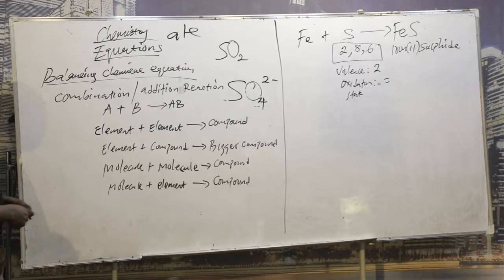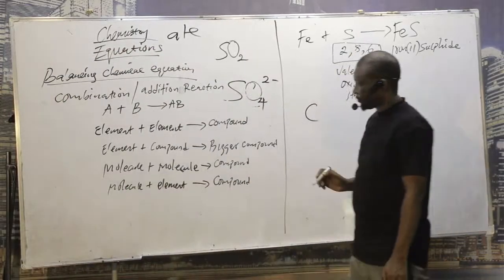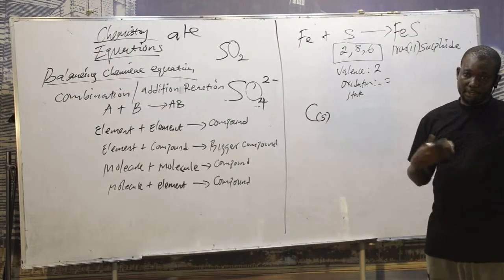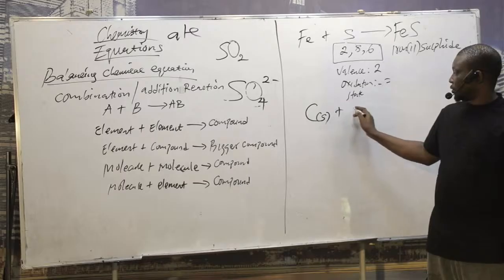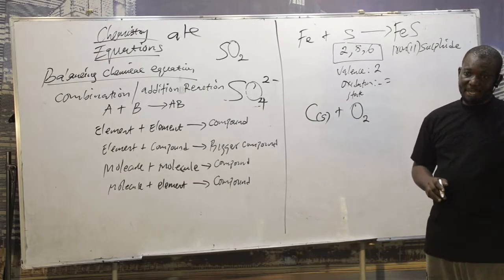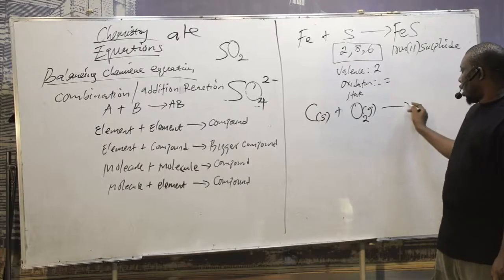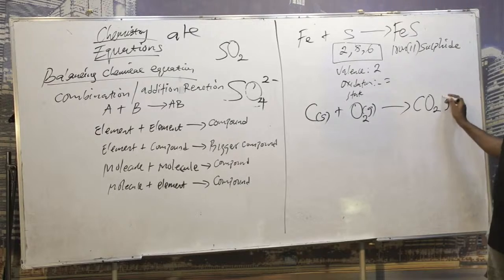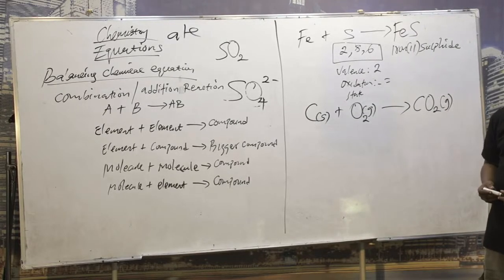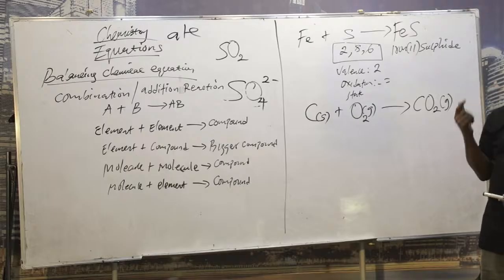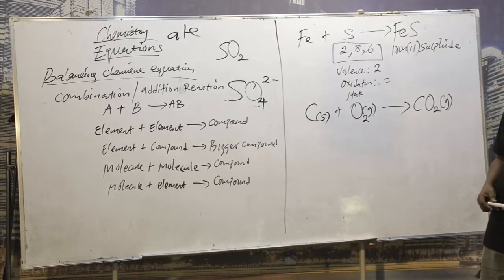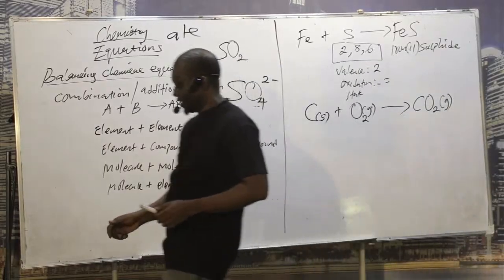Okay, I've seen 1. C is an element, isn't it? Matter state is what? Solid. Plus O2. Matter state is what? Gas. What are we having here? CO2. Matter state is what? Gas. Really? This one looks like this one. So I'm not giving the right example. Let me find the example here.